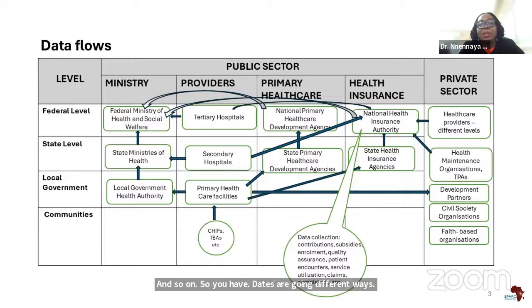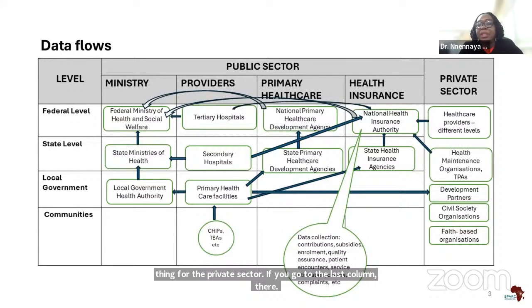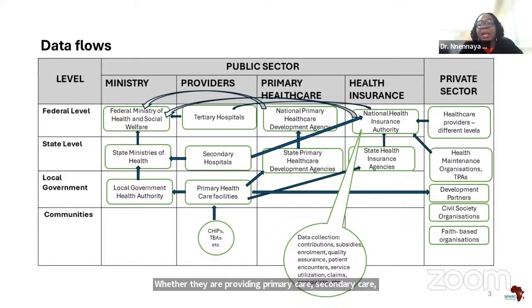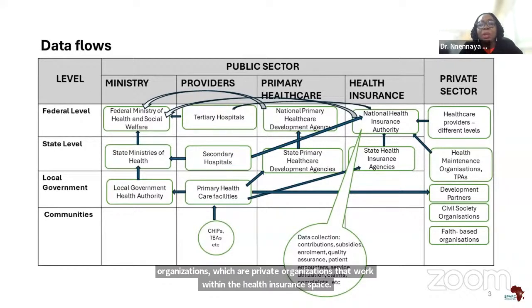And for the primary healthcare, data from the primary healthcare facilities also goes to the state primary healthcare development agencies and all the way to the national level. So same thing for the private sector. If you go to the last column there, we have healthcare providers at different levels, whether they are providing primary care, secondary care, or tertiary care. And those that are accredited by the National Health Insurance Authority also provide their data. Then we have what we call the health maintenance organizations, which are private organizations that work within the health insurance space, either providing private health insurance or also being middlemen in the social health insurance space. So they also give us data.